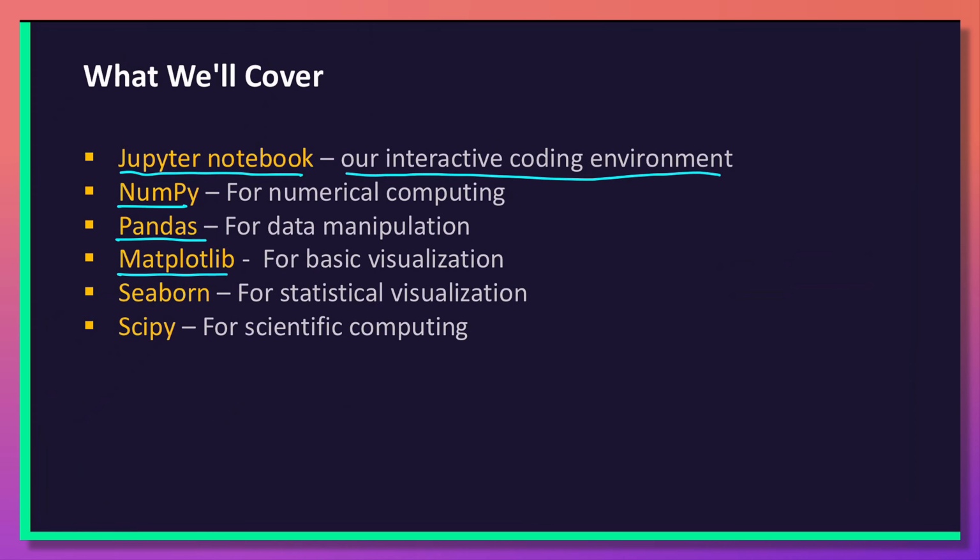Then comes Matplotlib. It is mainly used for basic visualization. It provides different types of charts like scatter plot, line plot, box plot, and many other plots that will help us understand the data. Then comes Seaborn. Seaborn is written on top of Matplotlib, which provides statistical visualization. And finally, we'll be using SciPy for scientific computing.